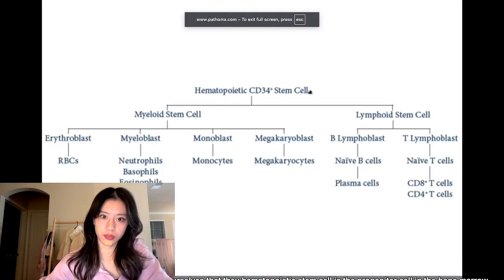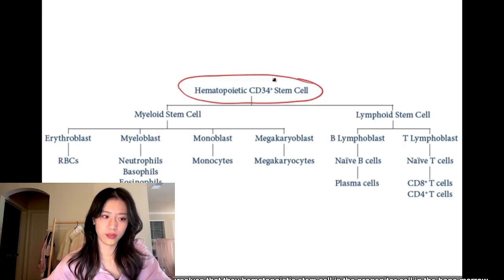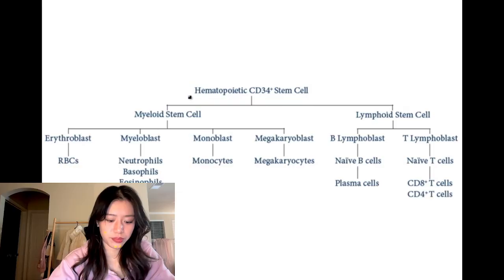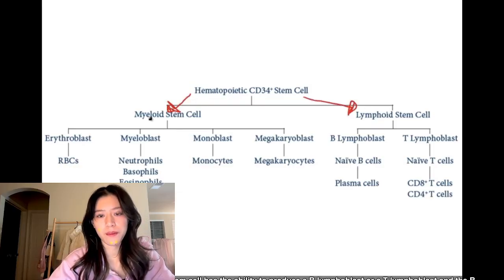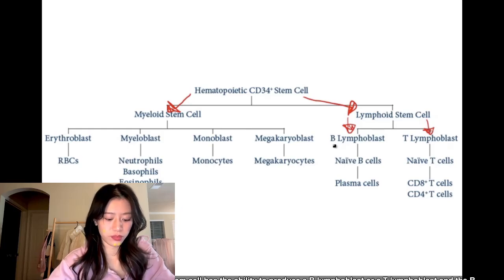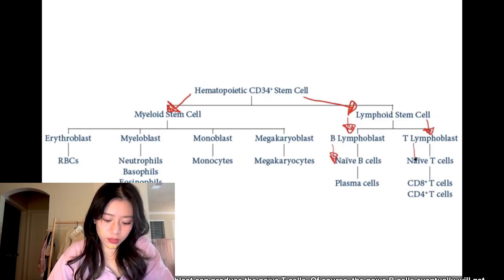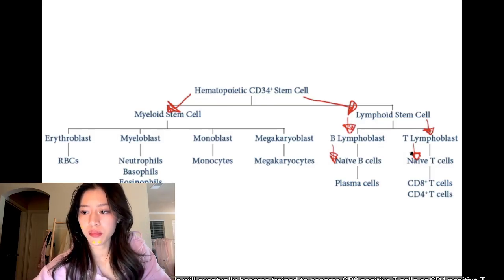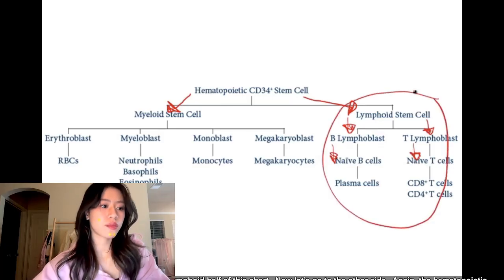Let's begin by reminding ourselves that the hematopoietic stem cell is the progenitor cell in the bone marrow, and that it is CD34 positive. Now, the hematopoietic stem cell has the ability to produce a myeloid stem cell, or it can produce a lymphoid stem cell. The lymphoid stem cell has the ability to produce a B lymphoblast or a T lymphoblast, and the B lymphoblast can produce a naive B cell, and the T lymphoblast can produce the naive T cells. Of course, the naive B cells eventually will get trained to become plasma cells, and the naive T cells will eventually become trained to become CD8 positive T cells or CD4 positive T cells. So this is the normal hematopoiesis of the lymphoid half of this chart.